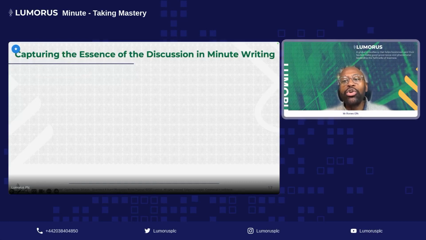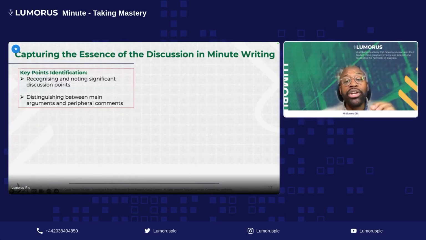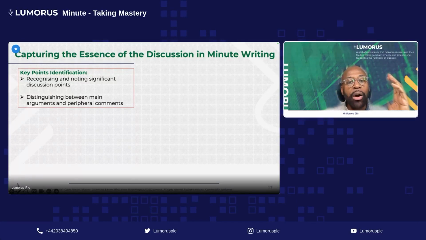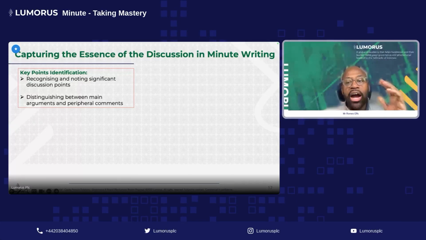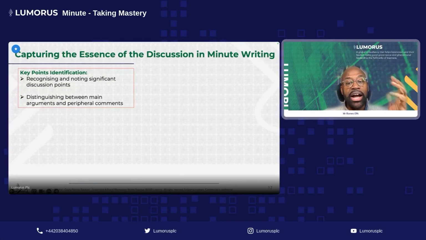Another critical skill is the whole notion of capturing the essence. And one of the key components is identifying key points. And this is where it starts. It's about listening actively and discerning the main arguments from peripheral comments. This helps you to recognize and note down the significant points, ensuring nothing vital is missing, especially when you're using digital assets, which we'll jump into a bit after this.